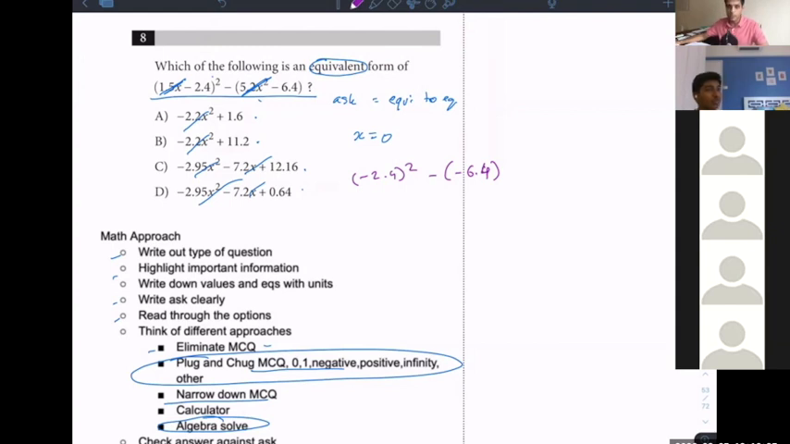Tanya, please tell me, come on out. What do you think is the fastest way of solving this? Okay, so I did eliminating MCQ. I could eliminate A and B straight away because the first bracket is a whole square, so that means it has to have 3 terms.